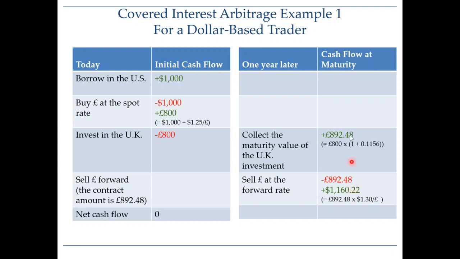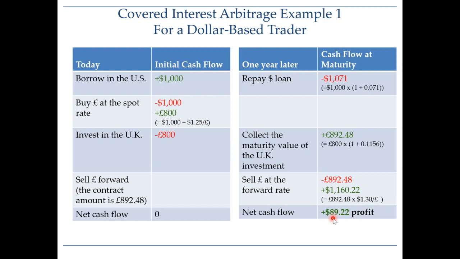which will give you $1,160. Now, of course, you have to repay your dollar loan. At the US interest rate of 7.1%, this means you owe $1,071. So you use the $1,160 that you received from the forward sale to repay your loan. And the net effect is you have a profit of $89.22. This is if you're a dollar-based trader, an American trader.